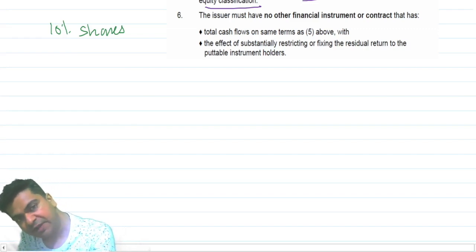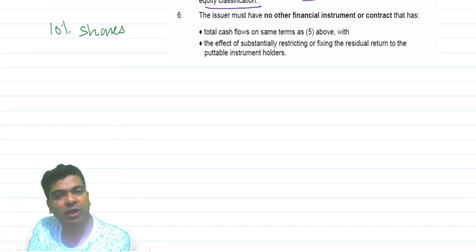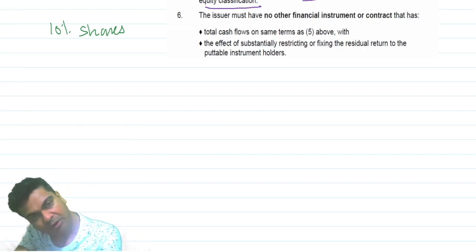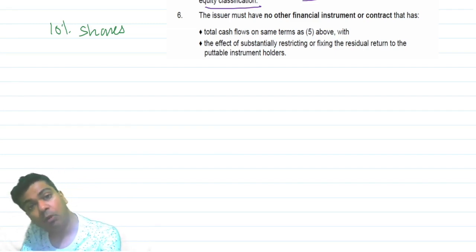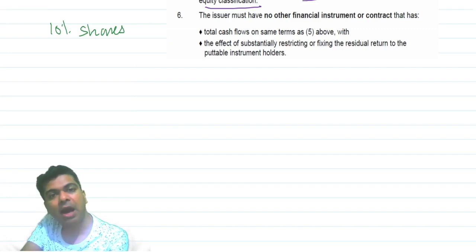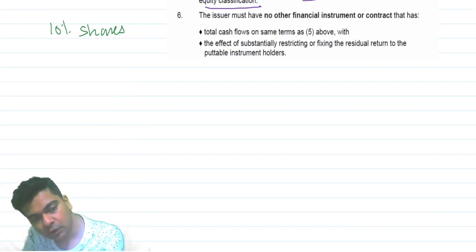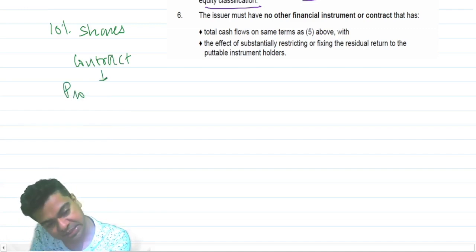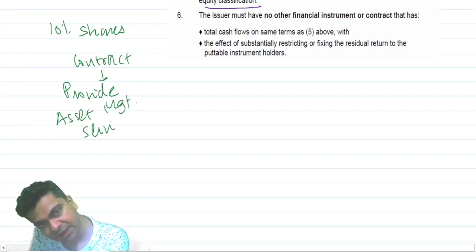Now, when I am analyzing this financial instrument, you will get a pro rata share in the net assets. When it's time for liquidation, you are going to be paid last. There is no obligation of delivering cash or any other financial asset, nor is it convertible into any variable number of equity shares. Whatever your cash flows are will depend upon profit or loss. But apart from the equity shares that you have in this entity, you have another contract. This contract is to provide, let's say, asset management services.